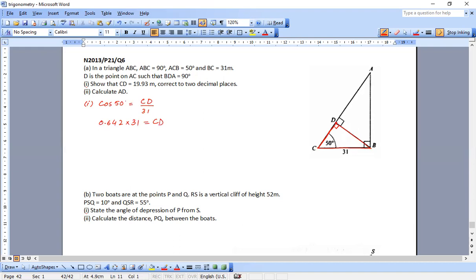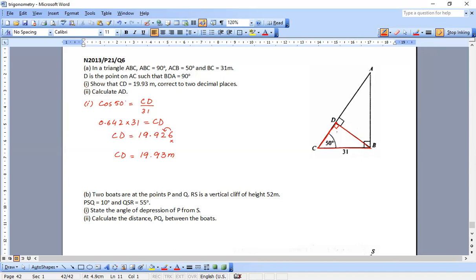I'm getting 19.926. The value which I'm getting in the calculator is 19.926. Since I have to give the answer up to two decimal places, I'll take this out, and this will give 1 to this 2. So CD becomes 19.93 meters. Okay. Moving on to the next part.